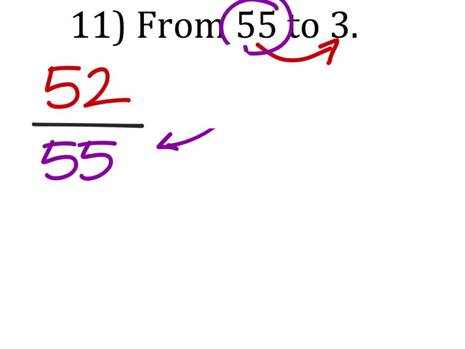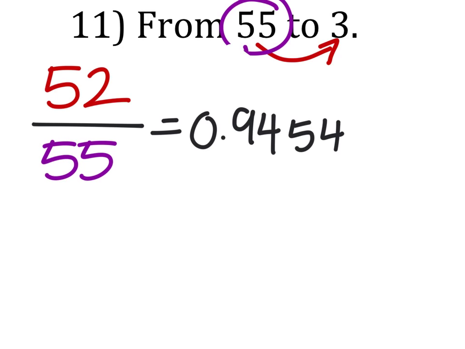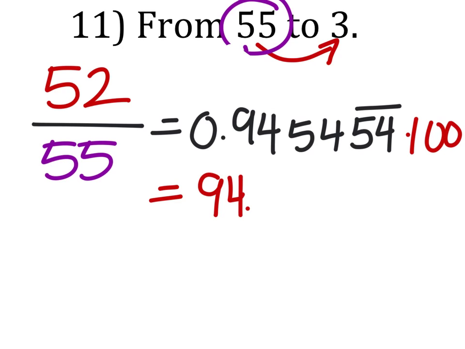Run a count. And we divide this on the calculator. 52 divided by 55. And it gives me 0.9454. Well, actually, that repeats. But then you round up. It did tell us it wanted us rounded to the hundredths position. So we'll multiply this by 100. And it would give us 94.54%.